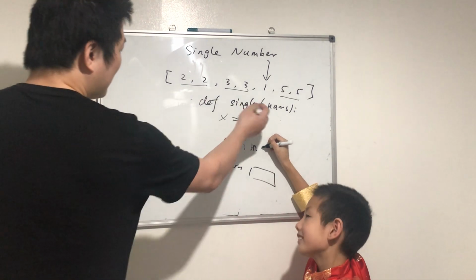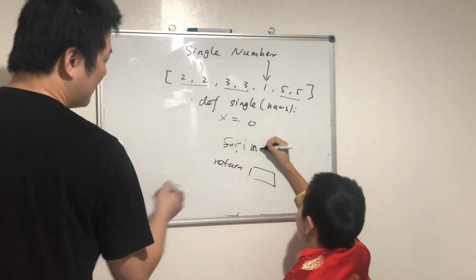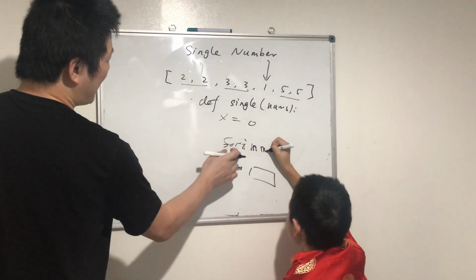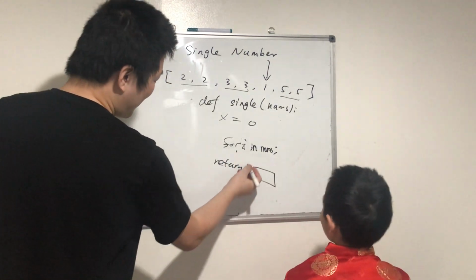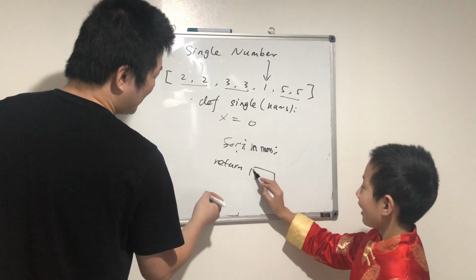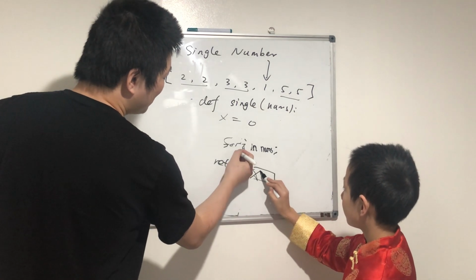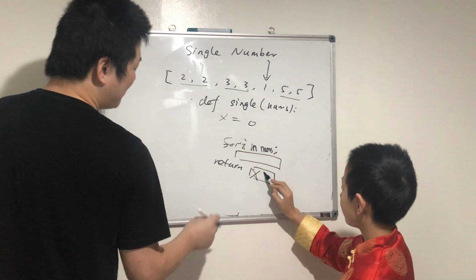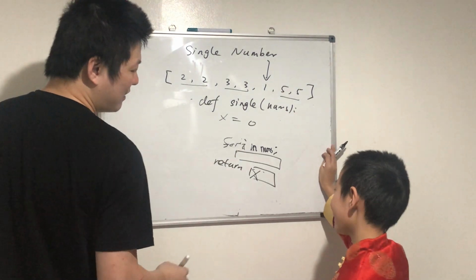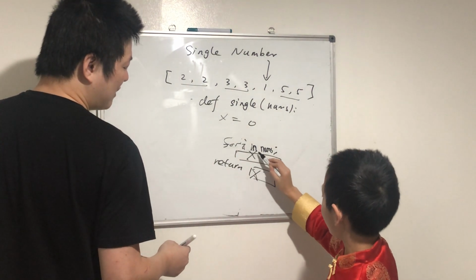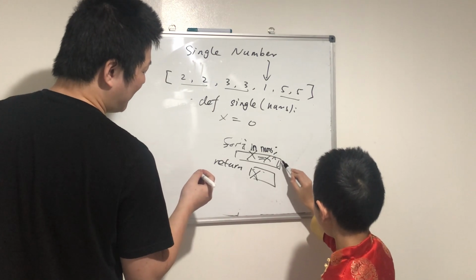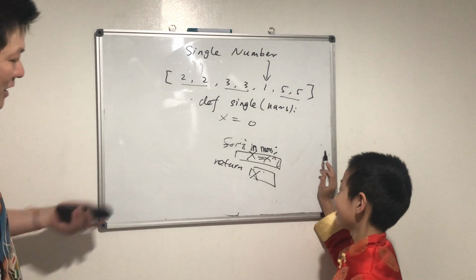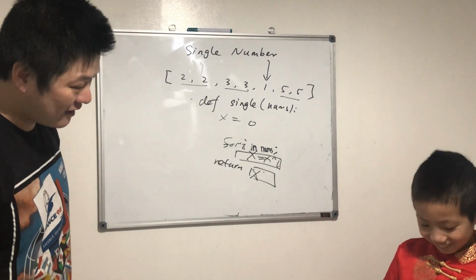In what? Here, in the numbers, yeah? So it means that the number i will be 2, 2, 3, 3, 1, 4, 5. And then, what should I do? Yes, well done. And then what should I do with the x? X equals what? x equals x XOR nums[i]. Well done, you can do it. Look, that's it. Got it?